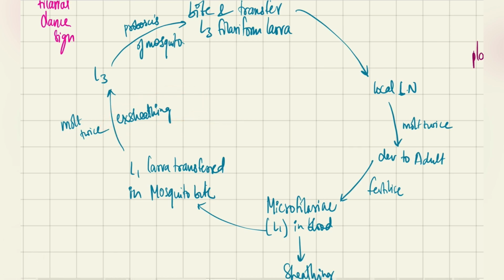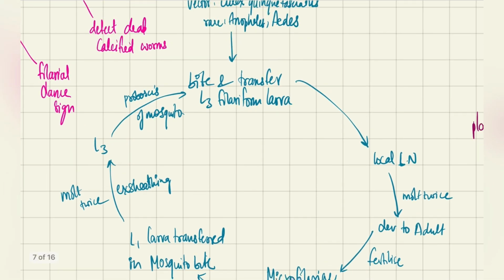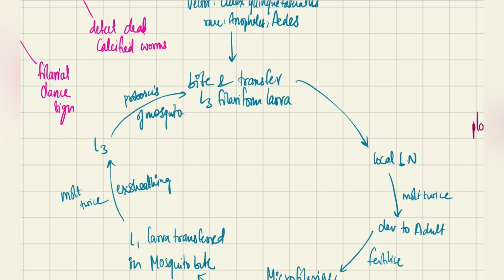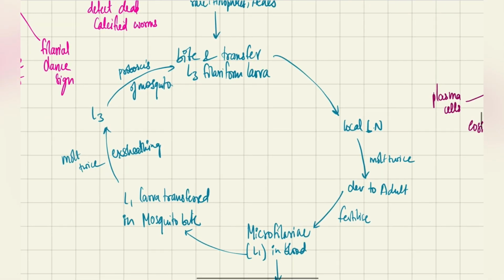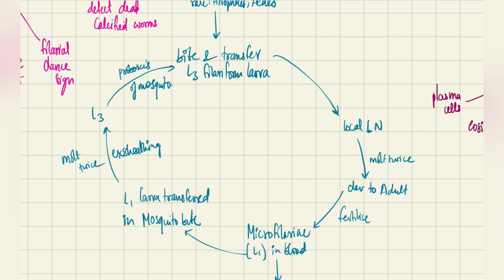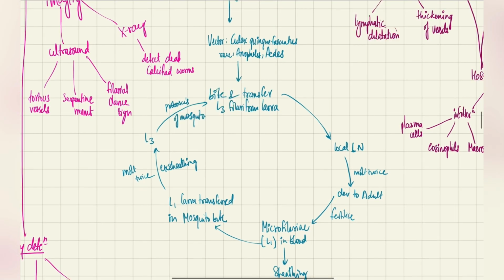Basically the microfilariae molts twice and then forms the L3 filariform larva again, and this migrates to the proboscis of the mosquito, which is the part that stings the human, and then again it bites the human and then transfers the L3 filariform larva again. So this is the life cycle. Basically L3 filariform larva to adult to L1 microfilaria in the blood to L3, and then it bites back. So this is the main life cycle.